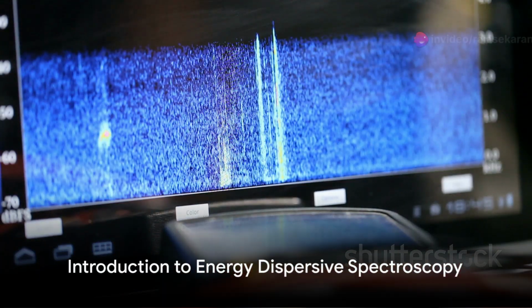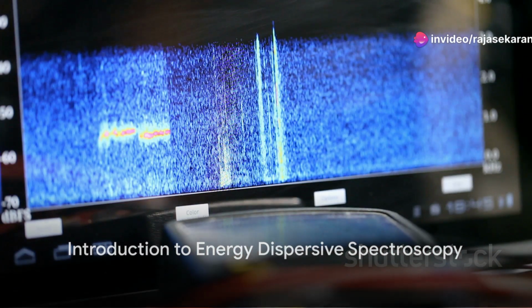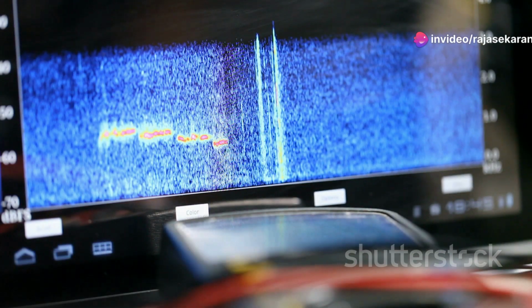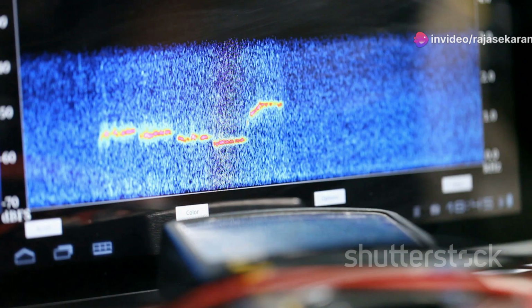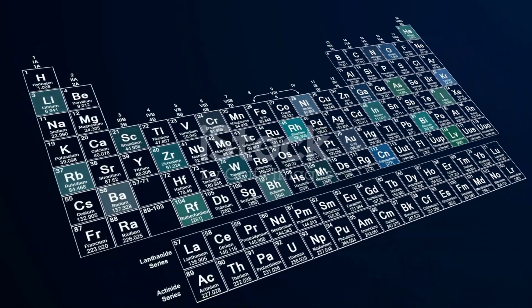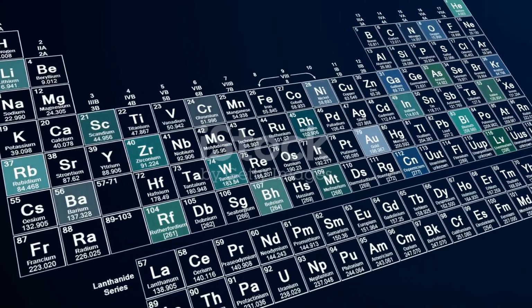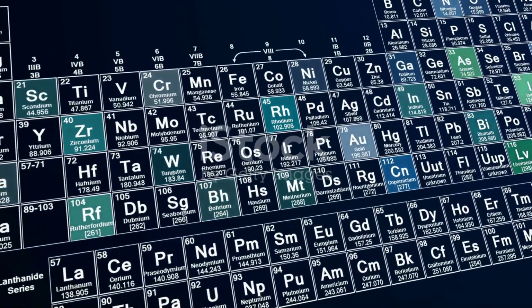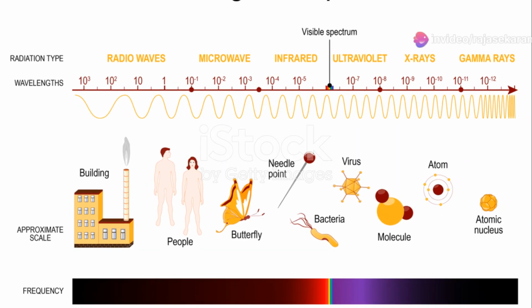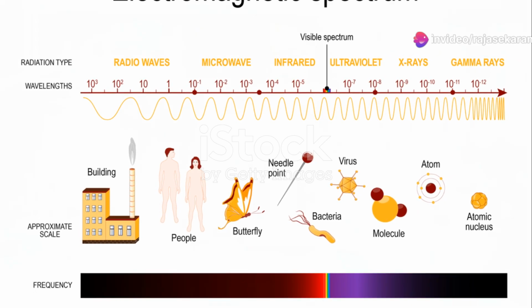Did you know that energy dispersive spectroscopy, or EDS, can detect elements as light as boron and as heavy as uranium? That's an impressive range considering the periodic table consists of over 100 elements. But what exactly is energy dispersive spectroscopy, and how does it work?